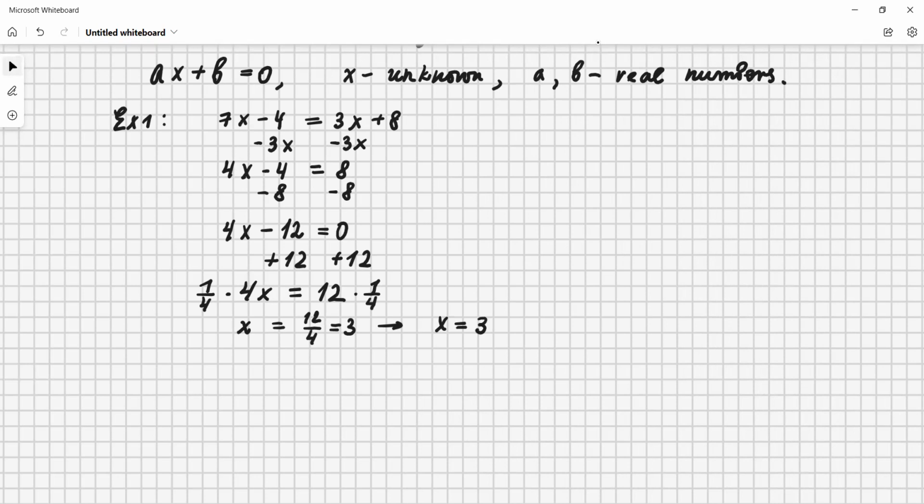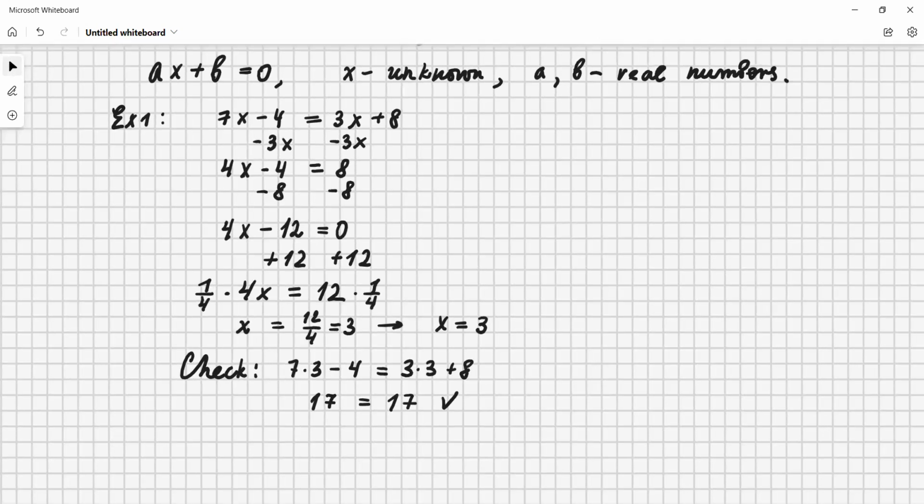Well, sometimes it makes sense to check if your equation is working, and sometimes it's not necessary. For a linear equation, usually it's not going to be necessary, but let's do the check. So you just plug your solution into your equation and check if the equation becomes a true statement. So I have 7 multiplied by 3 instead of x, minus 4, equals 3 multiplied by 3 plus 8. If I simplify this, that's 21 minus 4, which is going to give me what? 17. And on my right side, I have 9 plus 8, which is also 17. So it's an actual solution.